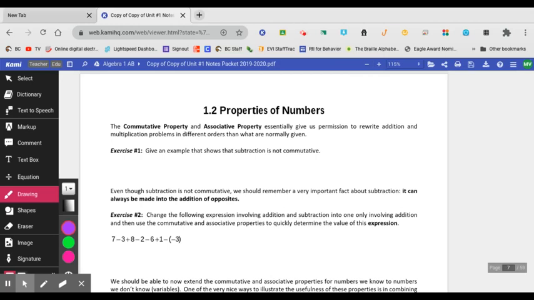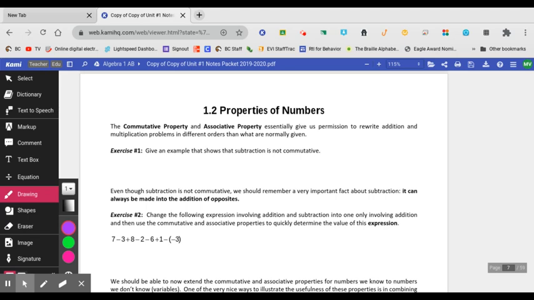Today, in our notes, we are going to discuss the properties of numbers. You've gone over many of these many times. It is really important that you learn them. So today we're going to start with commutative and associative properties. They essentially give us permission to rewrite addition and multiplication problems in different orders than what's normally given.